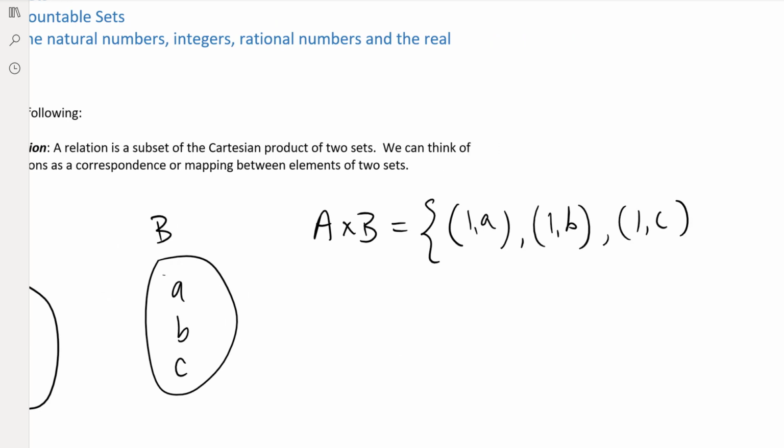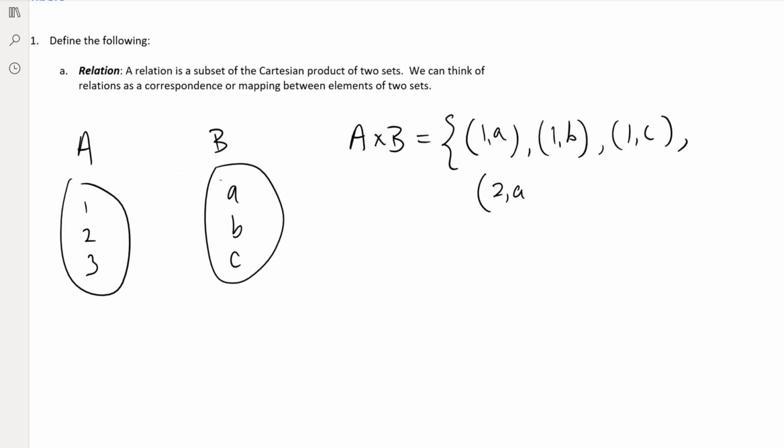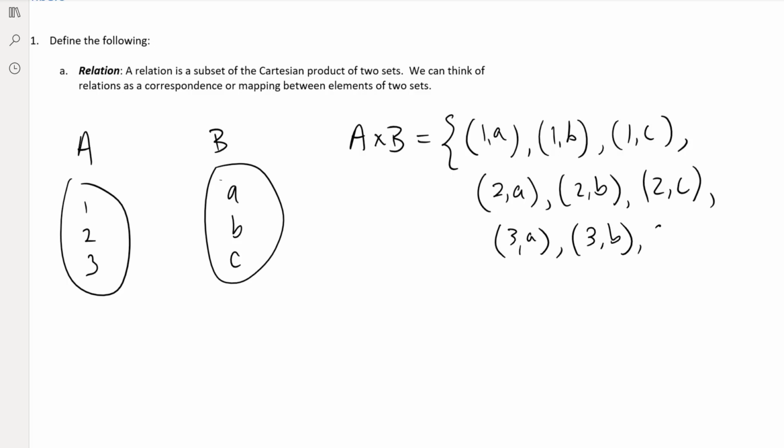and (1, c), and this would continue. Then we could say (2, a) and (2, b) and (2, c), and continuing, we have 3 matched with every element over there in set B, so (3, a), (3, b), and finally (3, c). So this is the entire Cartesian product, and a relation is a subset of that Cartesian product.